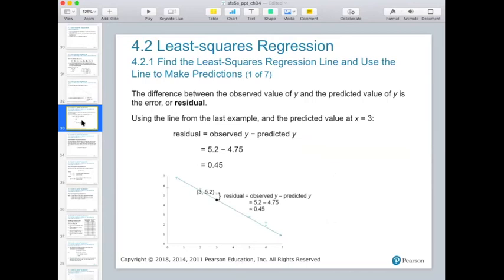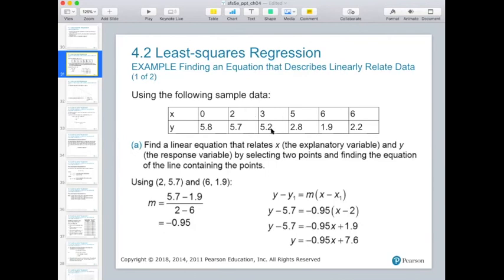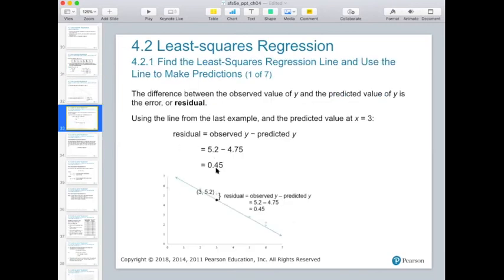Now, when we find that prediction, it is just a prediction. It's going to be on that line somewhere because the line is what I'm using. The points are scattered. Looking at this one, the black dot is the prediction that we made. The blue dot above it was the actual measurement that we got when we went back to our data. (3, 5.2) was the actual value from our data. (3, 4.75) was what we got when we tried to make the prediction.